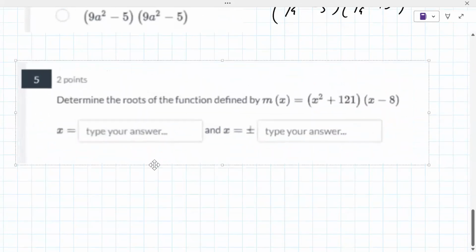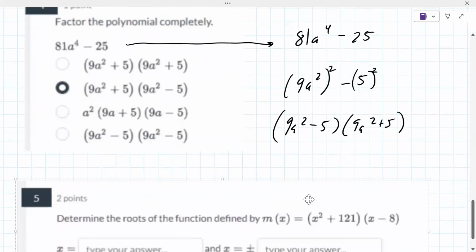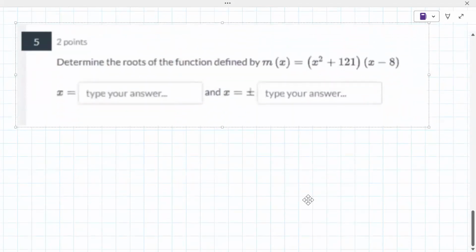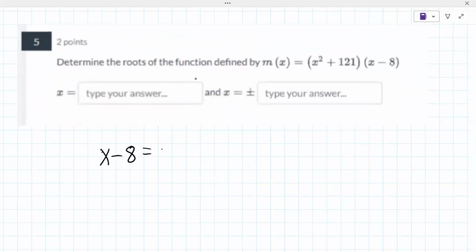All right. Any questions on that previous one before we move on to 5? No. Okay. So the roots come from setting the factors equal to 0. So the one on the left should be the easier one to solve. What does that become? Oh, x equals 8. There you go.